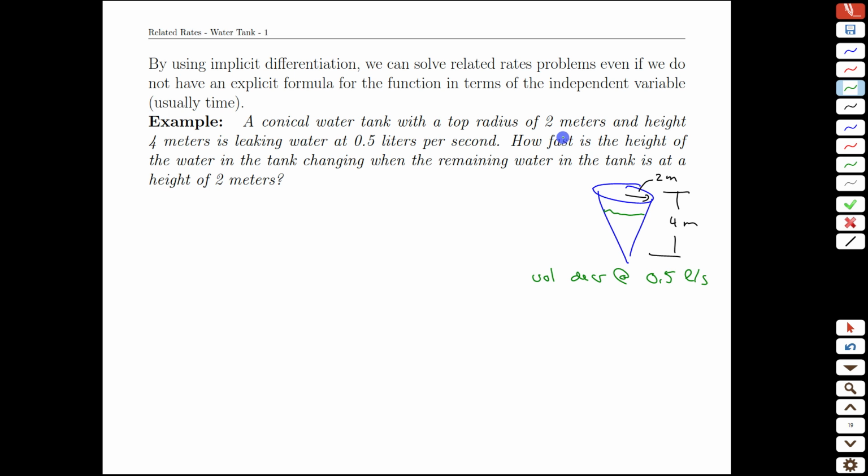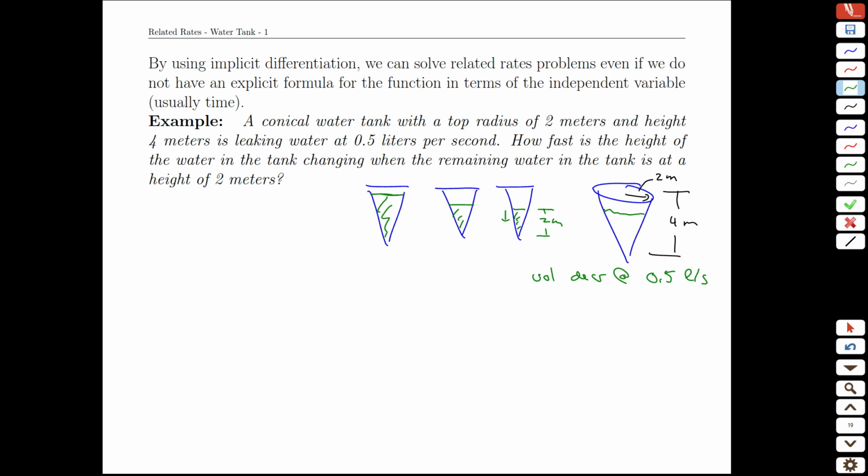The question we're asked is how fast, so another rate, is the height of the water in the tank changing when the remaining water in the tank is at 2 meters. So again, imagining different scenarios as this is going on, we'll draw this just in cross-section with a few scenarios. What we're going to have is the water level in the tank being high, getting lower, and there's going to be some moment when it reaches 2 meters in depth, or height, whichever way you want to phrase it, and we're interested in how quickly that level is dropping, how quickly that height is dropping at that instant. But notice the height is different at different times, so that's actually a variable as time changes.